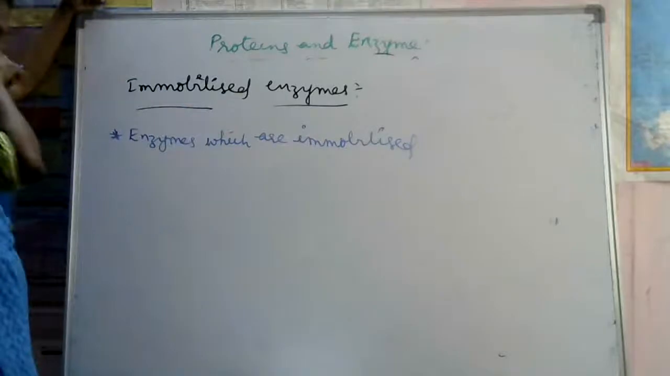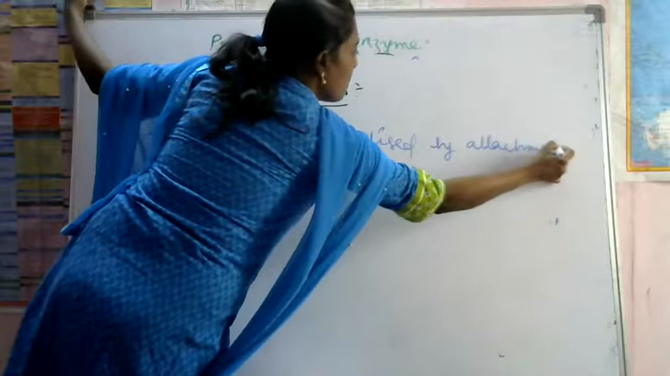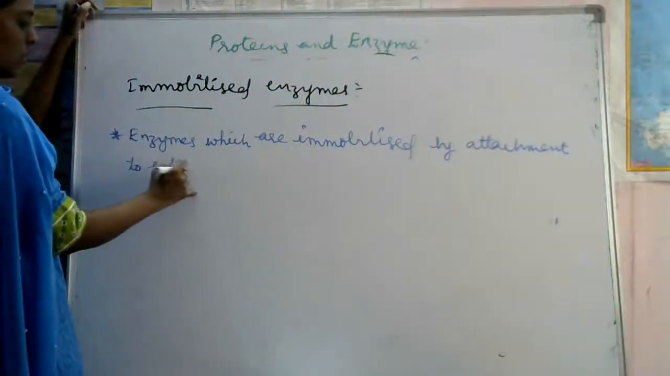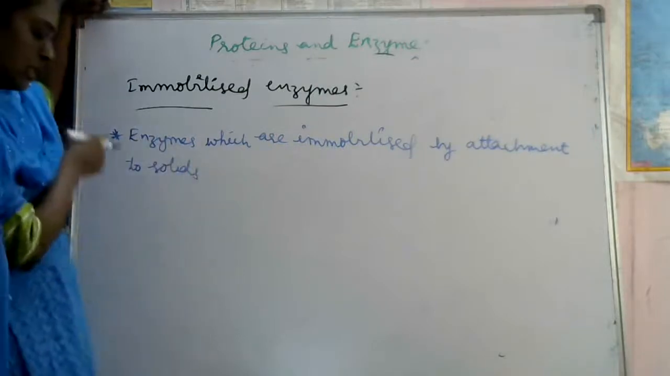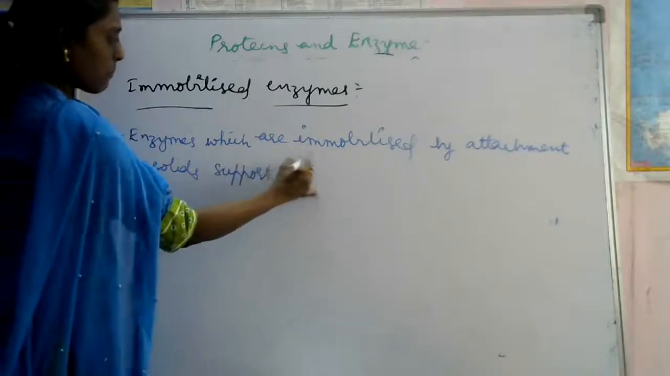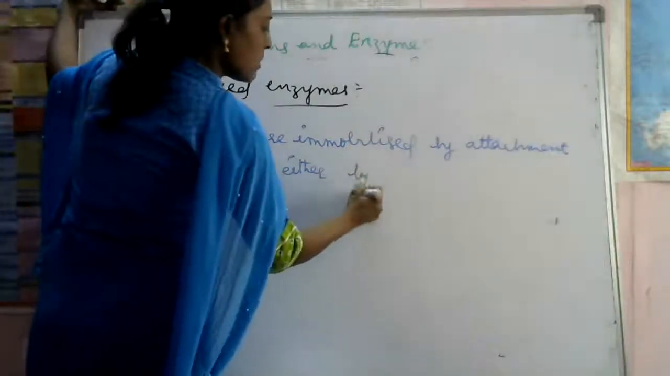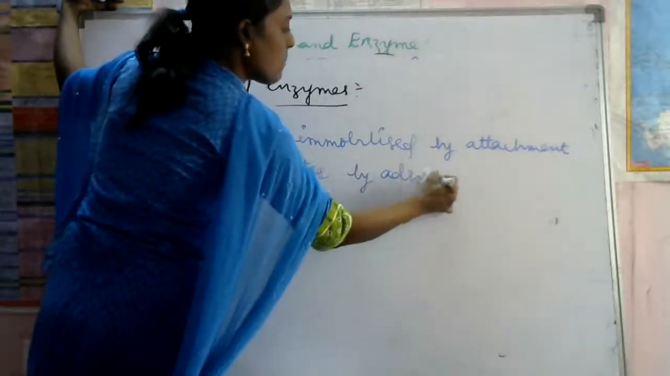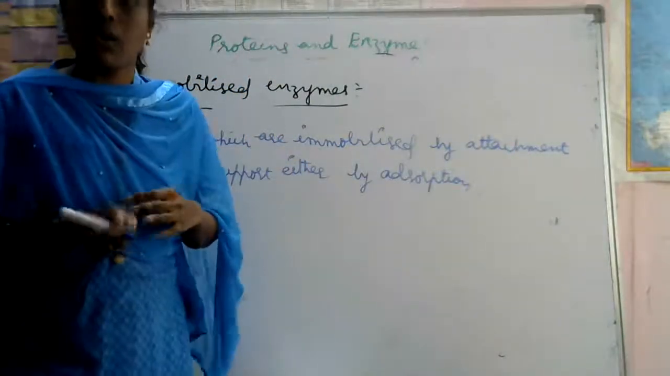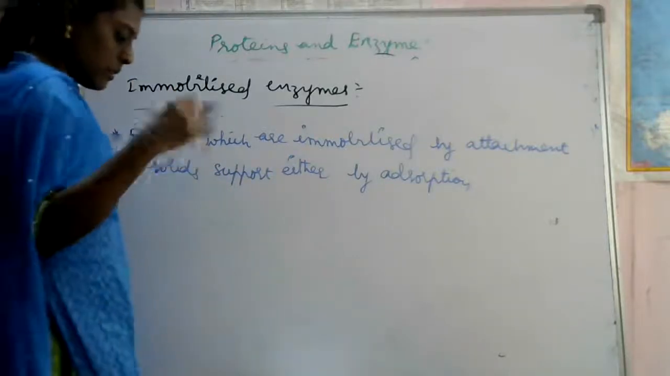So how do we do it? By attachment to solids. Enzymes are immobilized by attachment to solid support, either by adsorption process. If you use a solid support, definitely there will be an adsorption process. So that enzyme can be adsorbed and will be released.